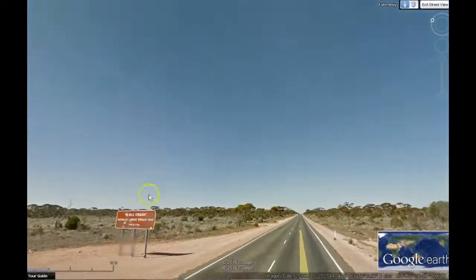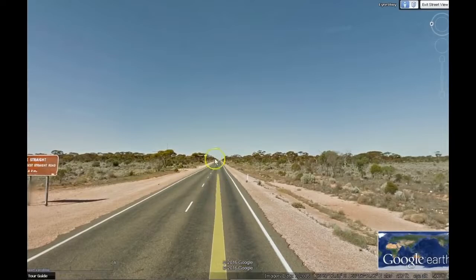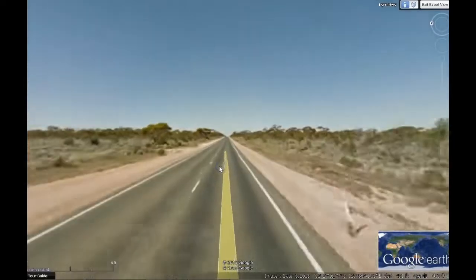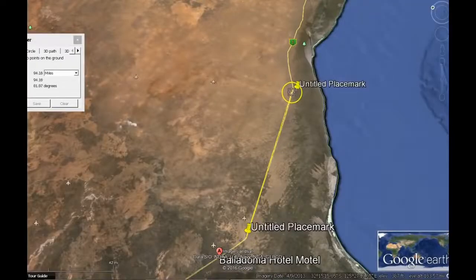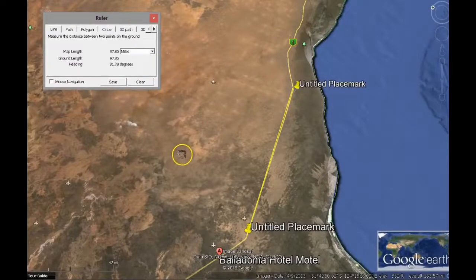Alrighty, so let's begin. We're on Eyre Highway, or Highway 1 in southern Australia, and we're going to be taking the 90-mile journey from Balladonia to Caiguna, which is a 90-mile straight. I think my calculation came up to 97.